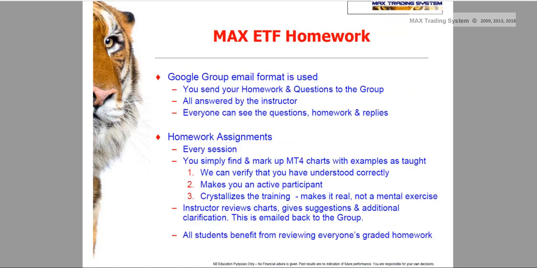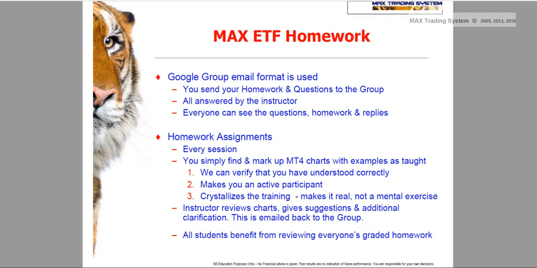Thank you, Sabio. We do ask you as a MAX student to do the assigned homework. Of course, it's not a strict requirement. It's up to you, but it's very helpful in your progress as a trader if you will do the homework.